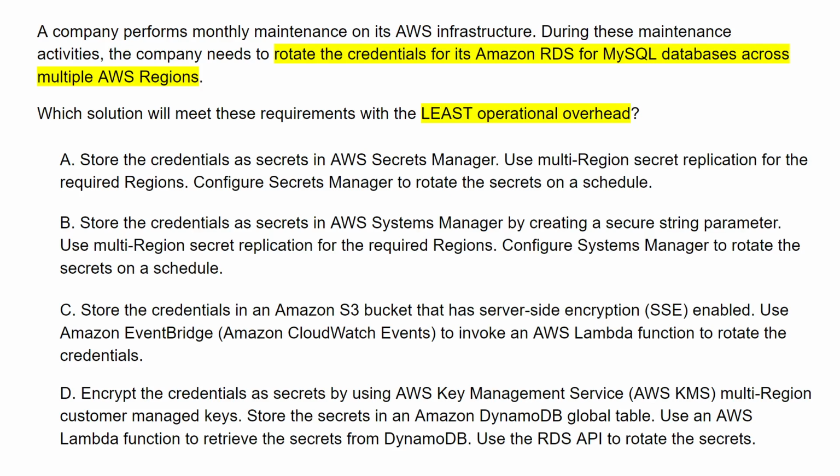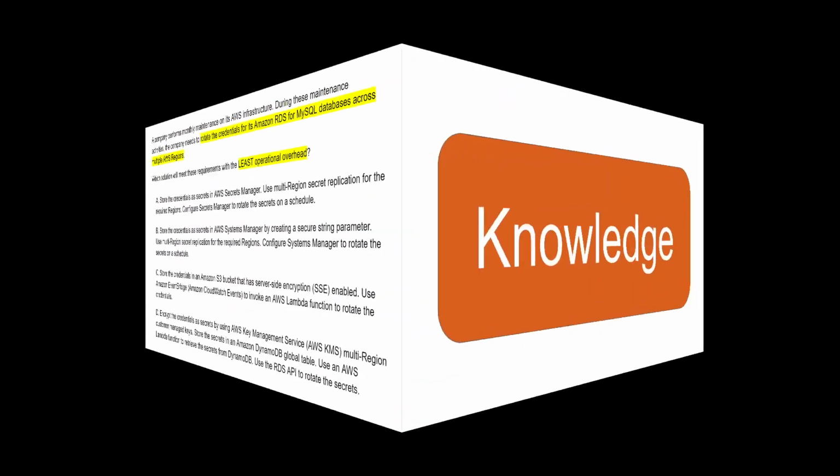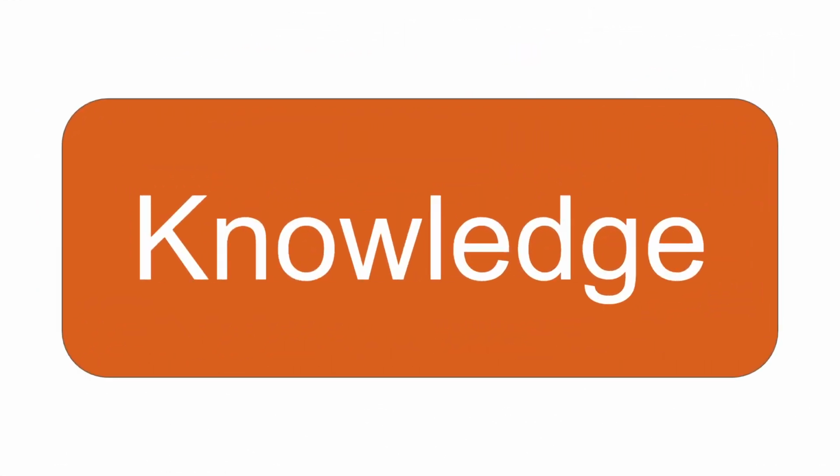The second part we see highlighted in yellow is least operational overhead, which is another way of saying don't make your solution too complicated. Now it's time for the knowledge section of this question.